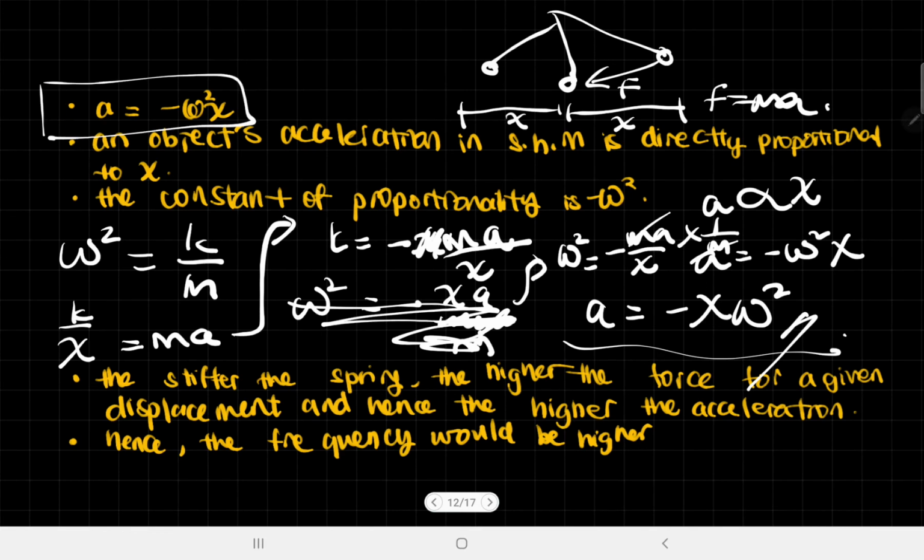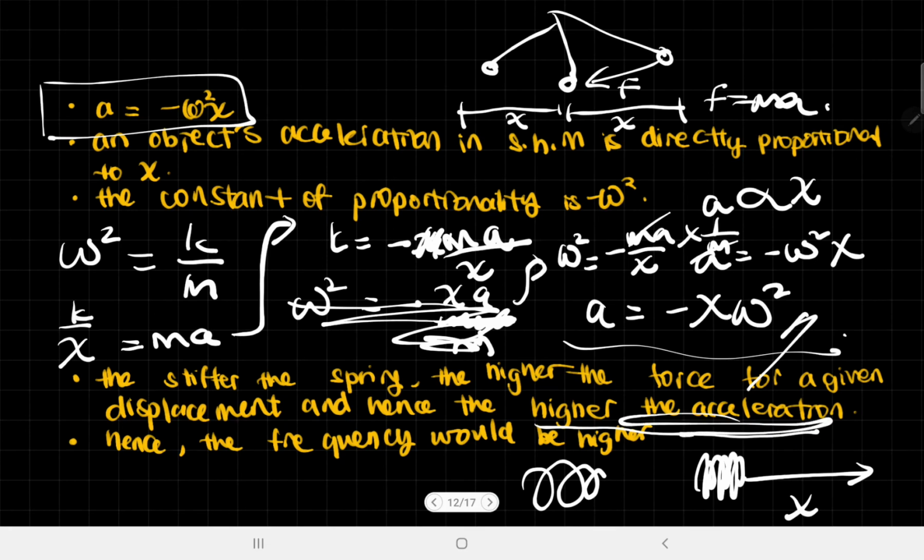Equation number 3. Now, the stiffer a certain spring that we might have used last time, the higher the force for a given displacement. Because if you have a very, very stiff spring and you stretch it out for a displacement x, you need to put in so much more force than you would if you had a looser spring for the exact same displacement. That's why the stiffer the spring, the higher the force for a given displacement. And hence it gives faster or higher acceleration, and hence the frequency would also be higher. If you have a higher acceleration, you would also have a higher frequency.